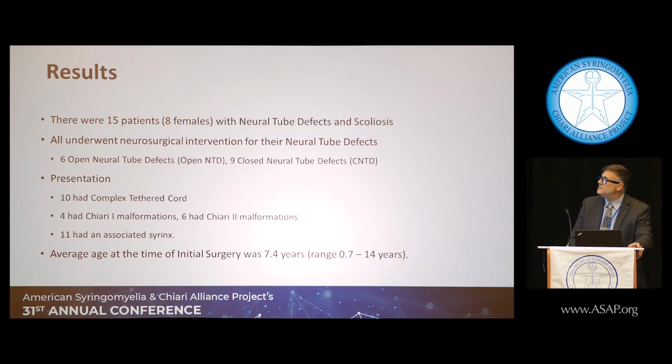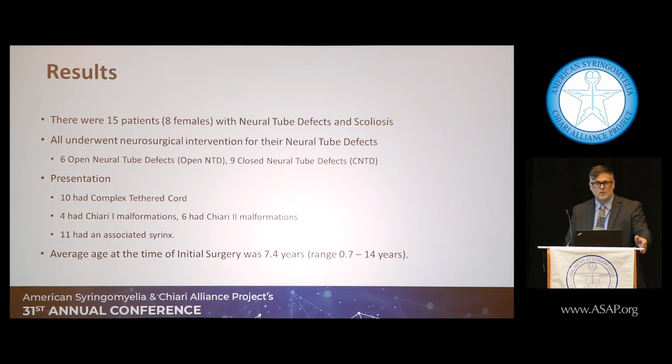There were 15 patients, 8 females, 7 males, that had neural tube defects and scoliosis. All of these patients underwent an initial surgery for the neurosurgical problem, for the neural tube defect problem. 6 of these were open neural tube defects, 9 were closed, and that's just based upon the definition I gave earlier. 10 of these patients had what we called complex tethered cords.